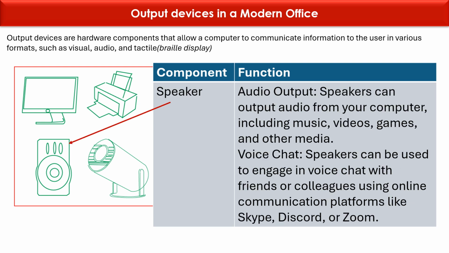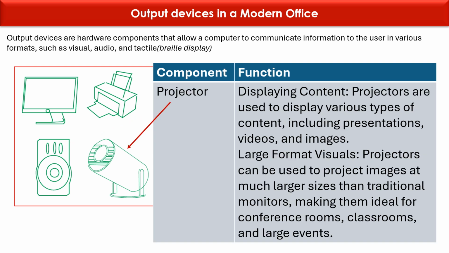And then the other output device is a speaker, as indicated there. We use it to output audio, to play music, and also for voice chats. So that is the output device classified as a speaker. And then the projector, we use it to display content and to enlarge the visuals that we are viewing from our computers, projected to a screen or to a wall.